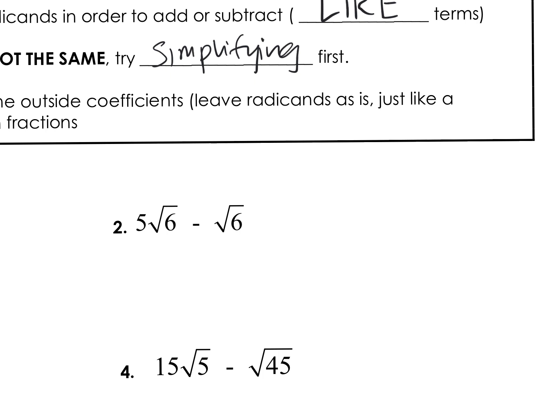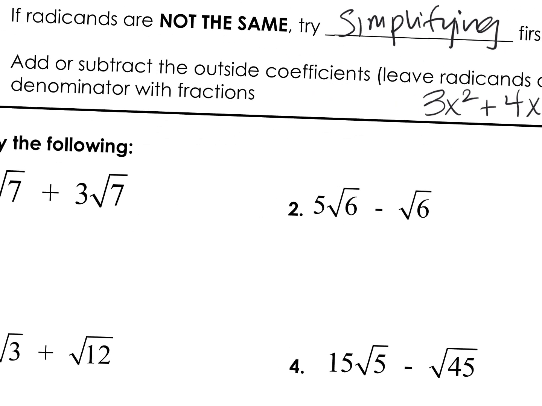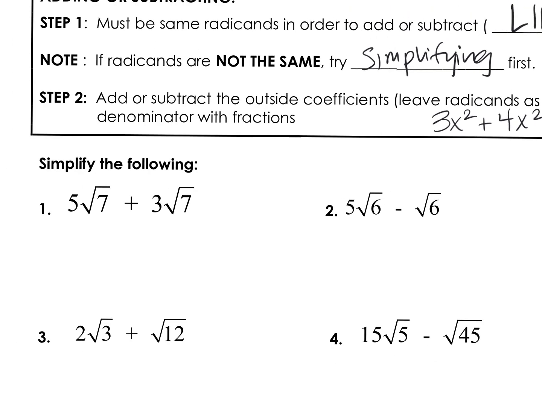If you did something like 3x squared plus 4x squared, we write that as 7x squared. We add the coefficients and then we leave the x squared term by itself. Now I realize that we don't have variables under the roots, but we just kind of treat that as a like term. Okay, so let's take a look at a couple of examples here.